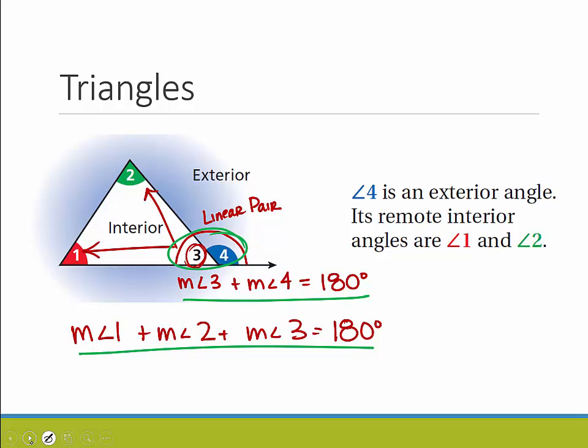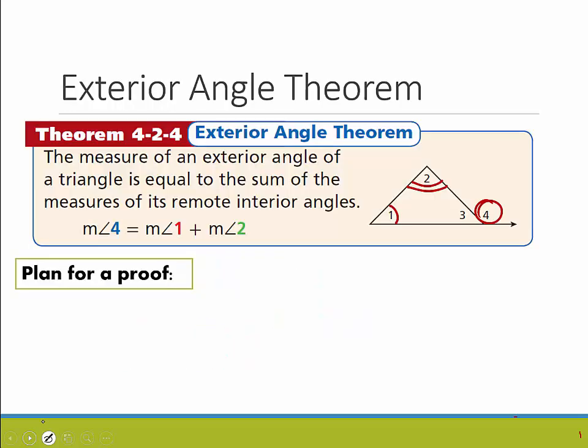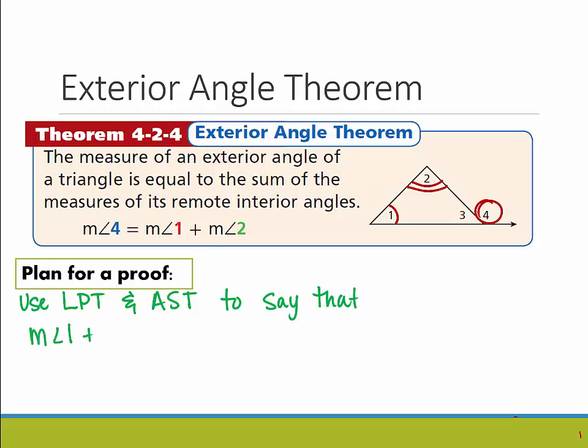So because of both of these things, we can use substitution and say that these two things have to be equal. So a plan for a proof: we're going to use the linear pair theorem and the angle sum theorem to say that the measure of angle 1 plus the measure of angle 2 plus the measure of angle 3 equals 180, which equals the measure of angle 3 plus the measure of angle 4 because of the linear pair theorem.